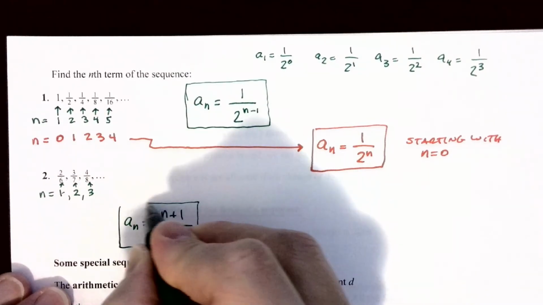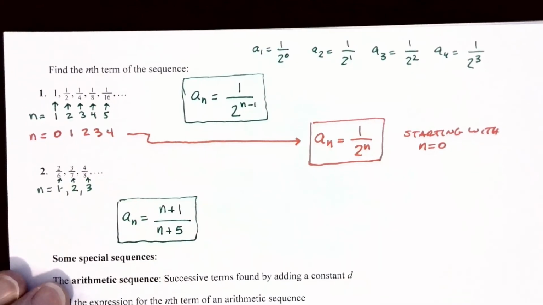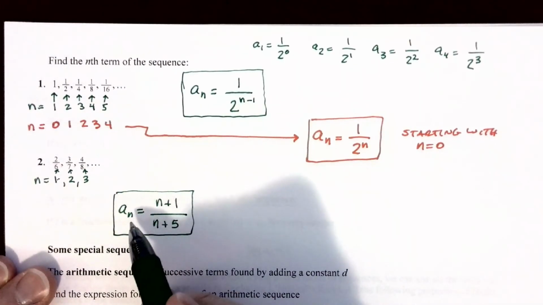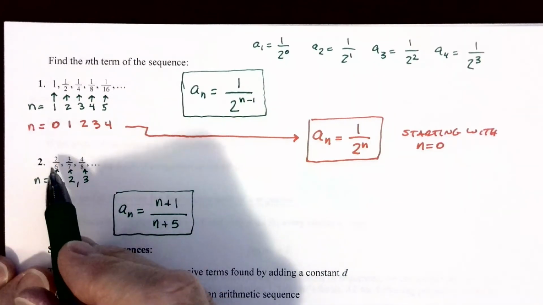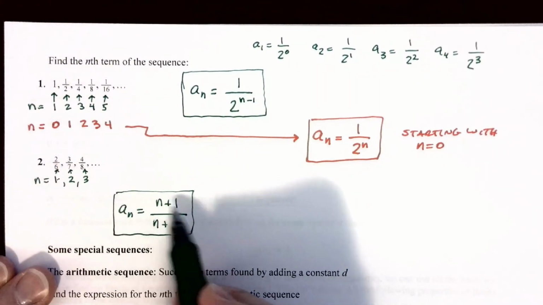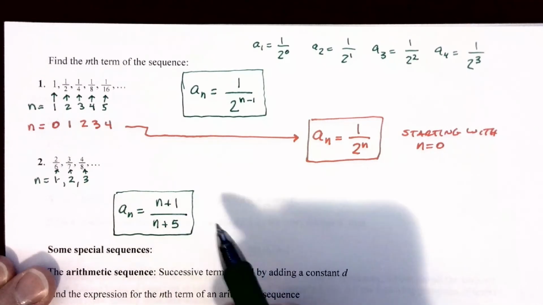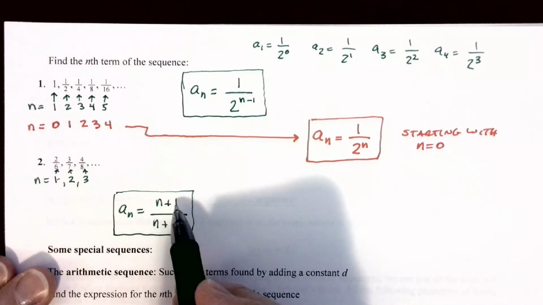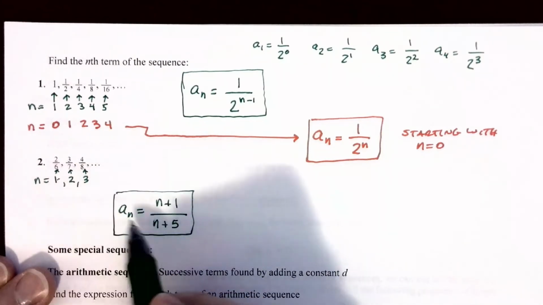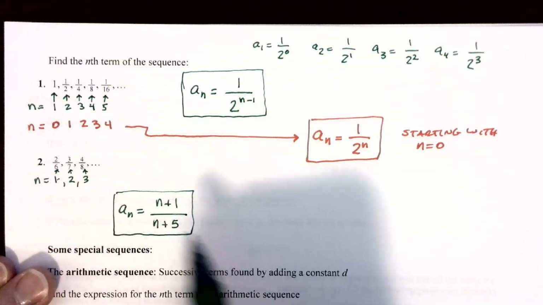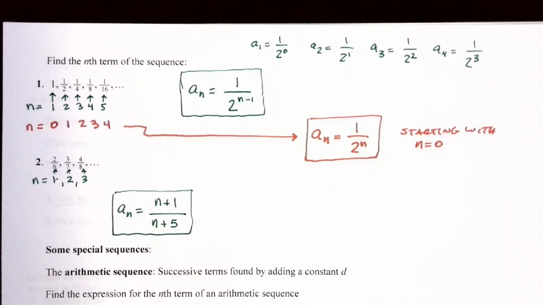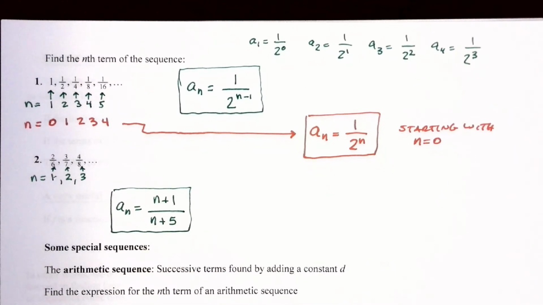Now, the thing about nth terms, how do you know if it's correct? Yeah, you just start plugging in, right? Plug in n equal 1 and make sure you get 2 over 6. When I plug in 1, I get 2 divided by 6, which is 1/3. If I plug in 2, what do I get? 2 plus 1 is 3, 2 plus 5 is 7, I get 3/7, which is that term. If I plug in 3, I get 4/8. And so it is clearly going to give you what you need. So you can check.